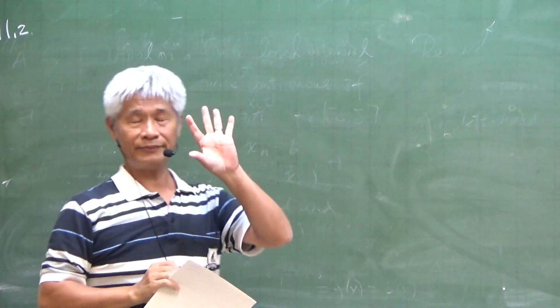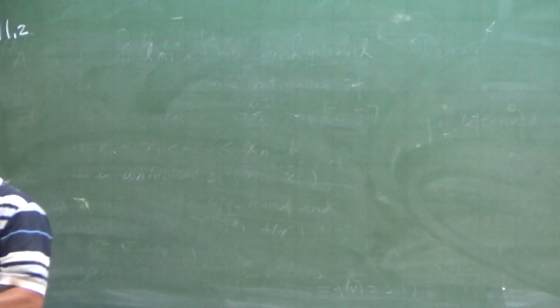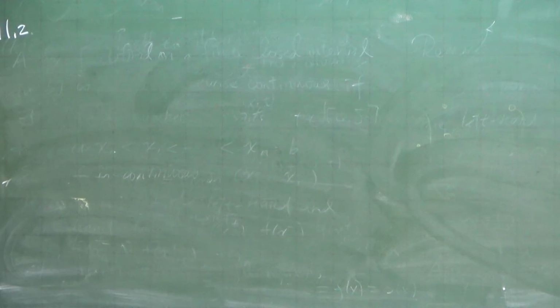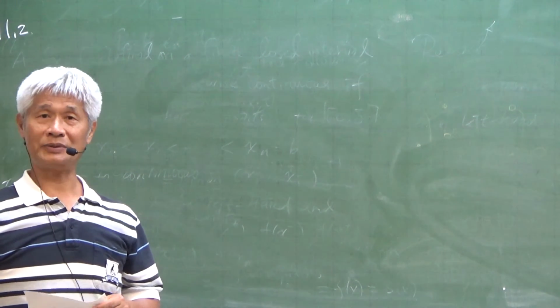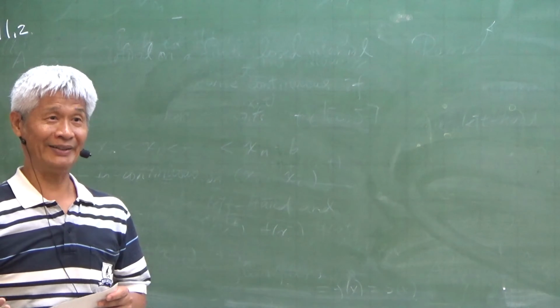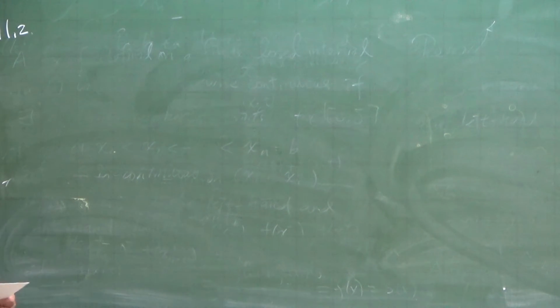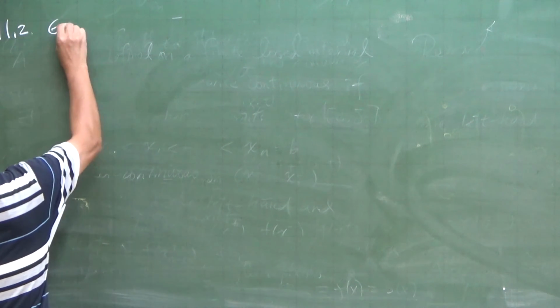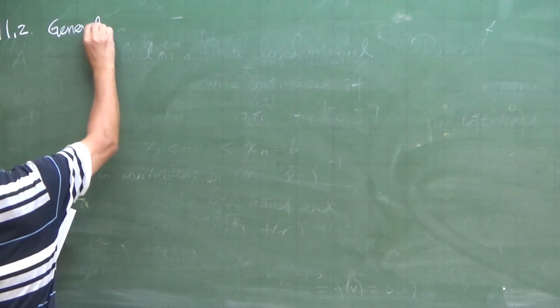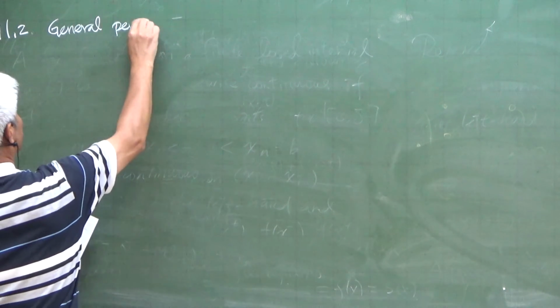But in the first section, we considered periodic functions with period 2 pi, but actually there are periodic functions with period which is not 2 pi, right? So we have to consider the general case. I think we have a title, I forgot, general periodic function.